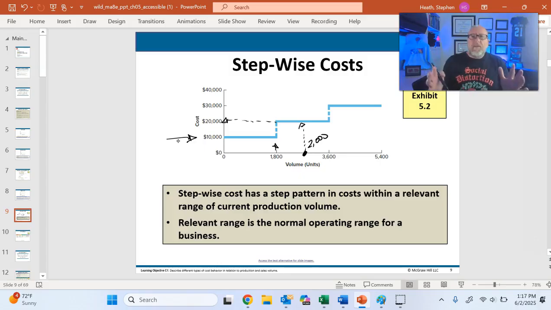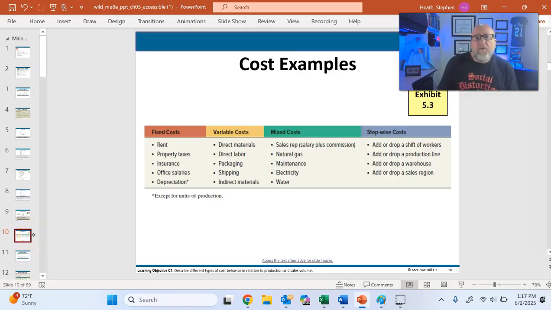It is fixed within a relevant range. Once you exceed that relevant range, it becomes variable. And a lot of times that is what most costs look like. It's fixed or variable within a specific range, but then as our production substantially increases, the nature of our costs may change as well. Good slide. Glad I went to the slides. But I was looking for this as well.